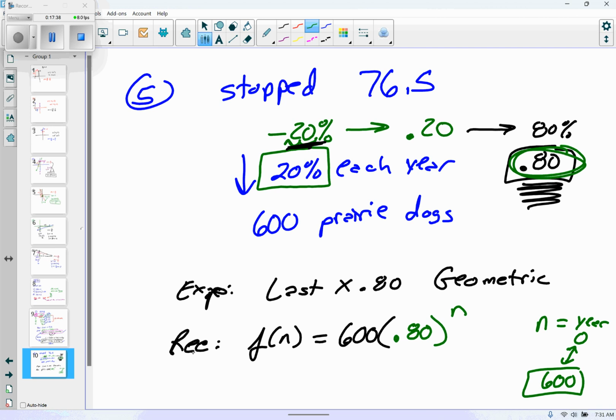So number 7 says, how is decreasing arithmetic different than decreasing geometric? If you decrease arithmetic, you're subtracting. If you are decreasing geometric, you are multiplying by a value that is less than 1. So a fraction that's less than 1.